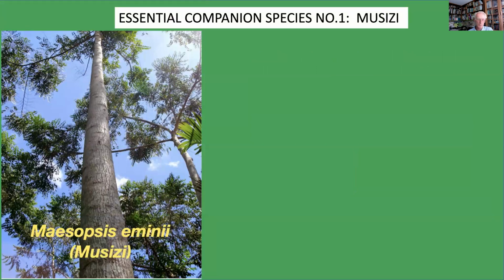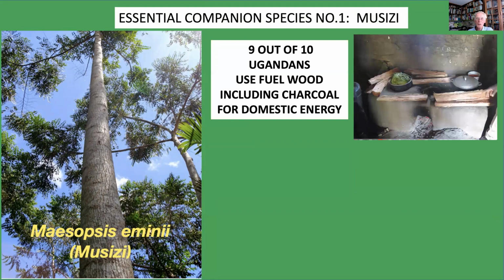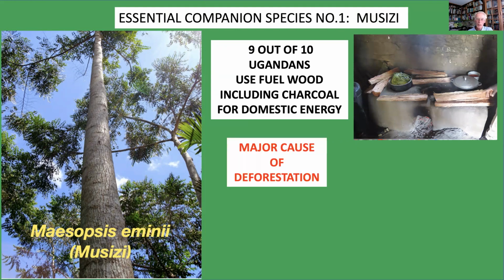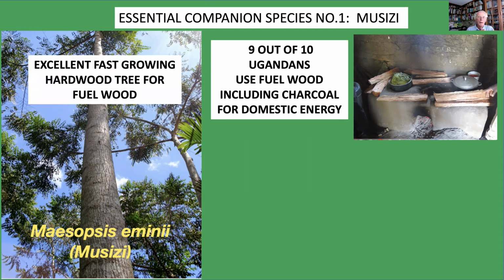Number 1, MUSIZI. 9 out of 10 Ugandans use fuel wood, including charcoal, for domestic energy. Even in the capital city, Kampala, probably 8 out of 10 people are using charcoal on their stoves for their domestic cooking. So that's the problem, because using so much fuel wood actually is a major cause of deforestation in Uganda. However, MUSIZI is an excellent fast-growing hardwood tree which can provide fuel wood.